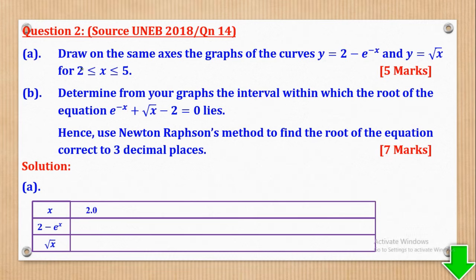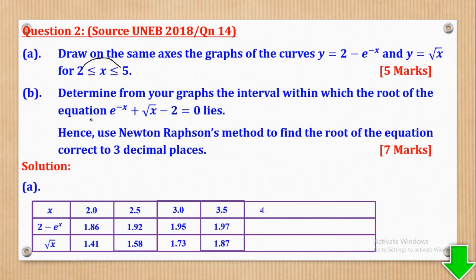So they give us the range from 2 to 5. So when x is 2, we shall come up with that and that. When x is 2.5, that and that. When x is 3, that and that. When x is 3.5, that and that. When x is 4.0, that and that. When x is 4.5, that and that. When x is 5, that and that.